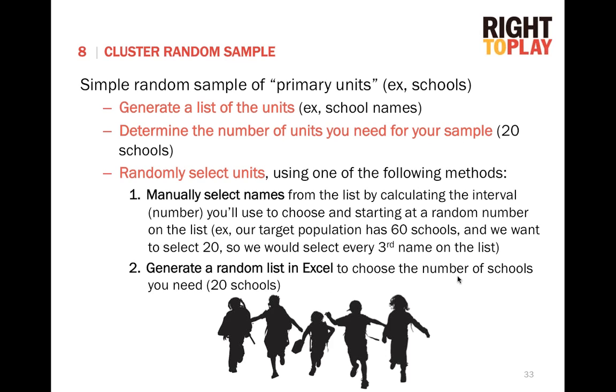So you randomly select the schools using one of the 2 methods, either by doing it manually, by choosing names from a list based on an interval, or by generating a random list in Excel to choose the number of schools. So just in terms of calculating the interval, once again, you just take your target population. So for example, maybe there's 60 schools that you're working with. And if you want 20, then you divide the 60 schools in your target population by the 20 schools for your sample, and then you get 3, which is your interval. So then you would select every third name on the list. Or you can skip all of that interval calculation and you can just go right to Excel and have Excel generate the random numbers for you.